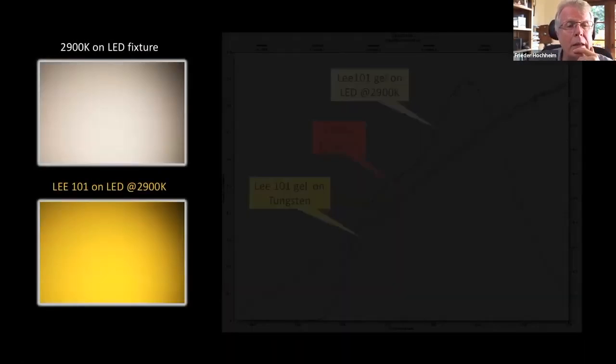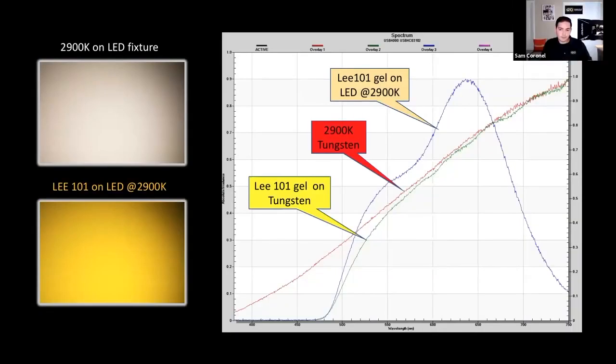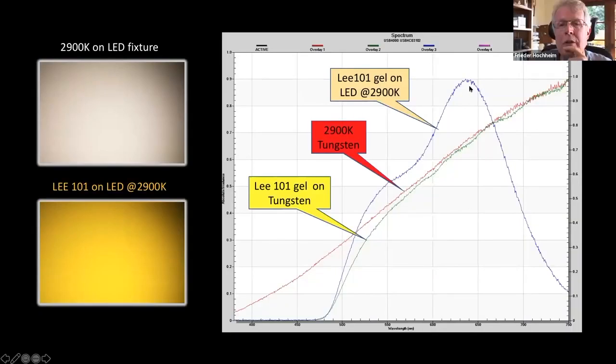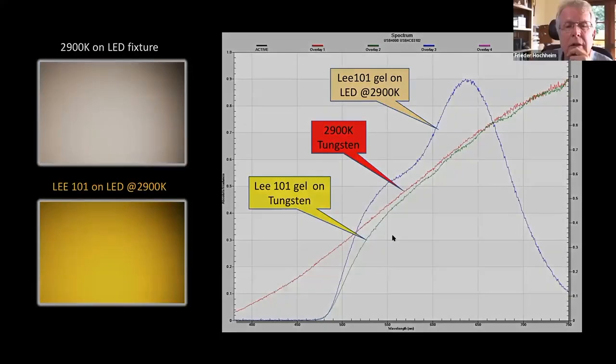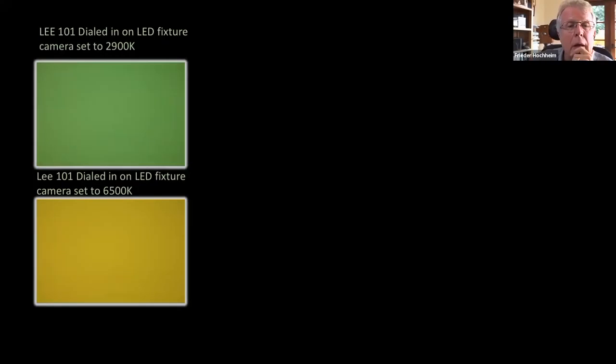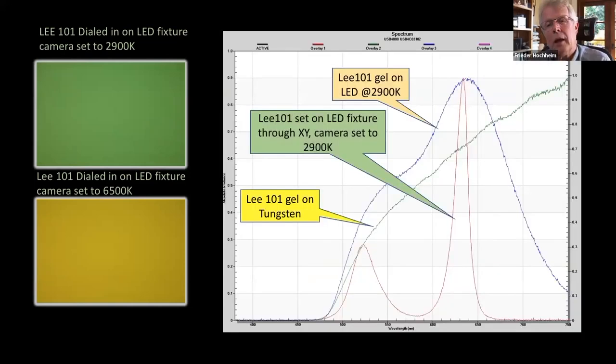So what about LED with a gel? Okay, so now we see how this blue line here is different. The gel on an LED is still giving us a good reproduction, because this volume of yellow compared to this volume of yellow, the camera sees it pretty close to the same. Okay, so what's happening when we go to the next level? Now we start to see a huge difference.